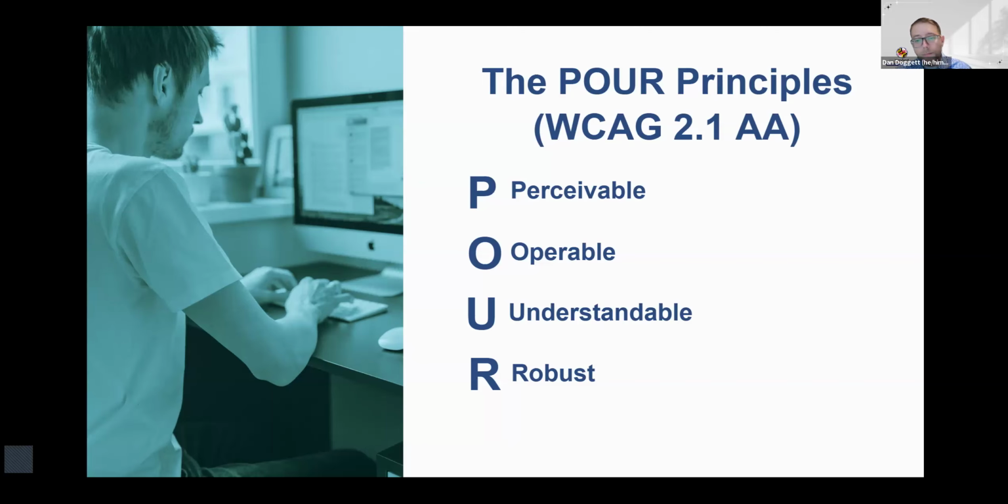So that is POUR. And here in Maryland, our required standard is the WCAG 2.1 AA. So this is the standard mandated for local and state governments by Title II of the Americans with Disabilities Act.